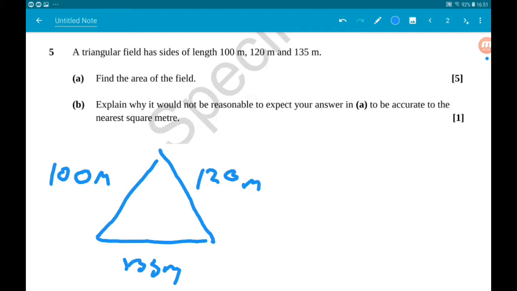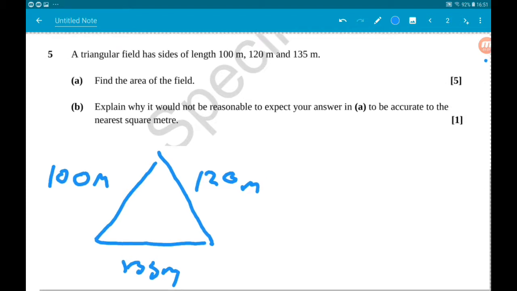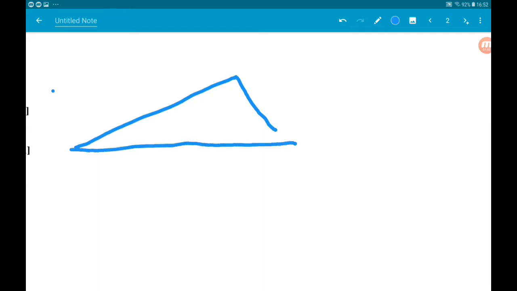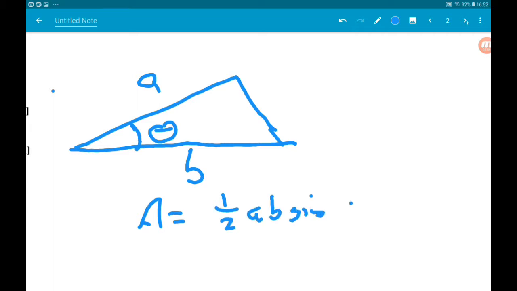Okay, so we want to work out the area of this triangle. Now we don't know the height of the triangle, so we need to be thinking about how else we can work out areas of triangles. And that is with trigonometry. So, let's go over here. So, when you have a triangle, and you know an angle, which we'll call theta, and the two sides coming out of the angle, A and B, the area is 1/2 AB sine theta. Now, we're almost there because we know all three sides.